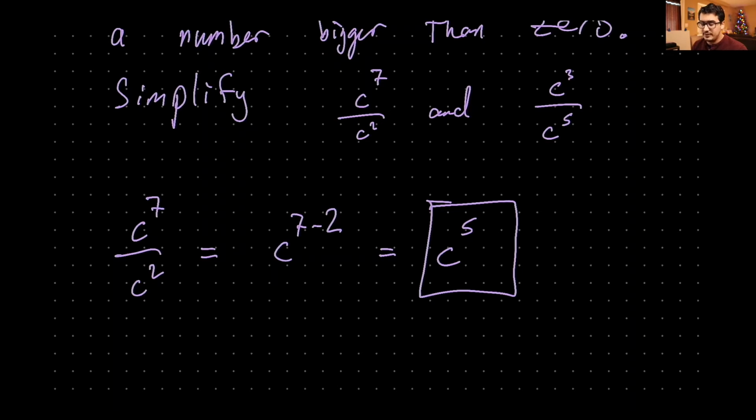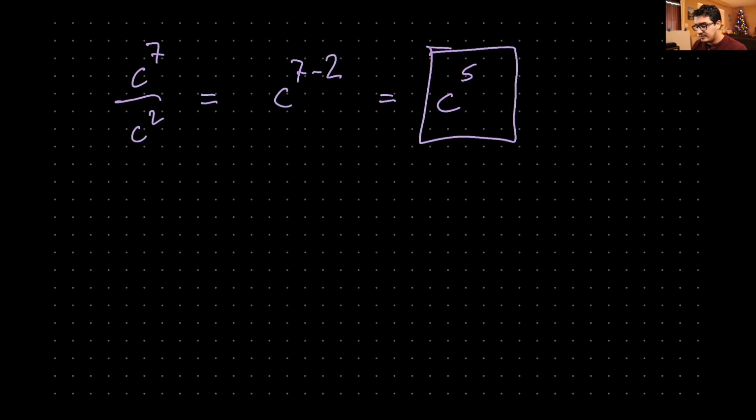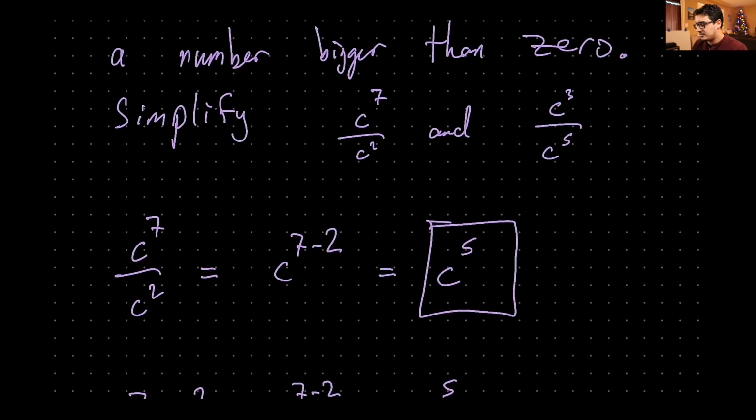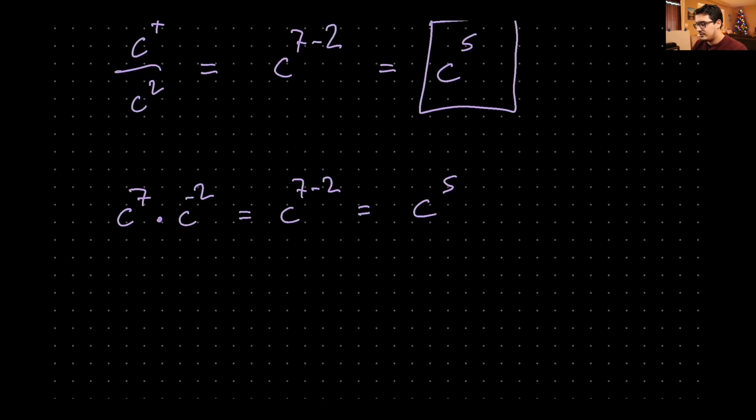So that's one way to do it, to move everything into the numerator. Another way it would have been to say it's c to the 7th times c to the negative 2. And then you're adding the numbers, but one of them is negative. So you get c to the 5th still. Okay, so let's make sure. Okay, we know it's c cubed over c to the 5th.